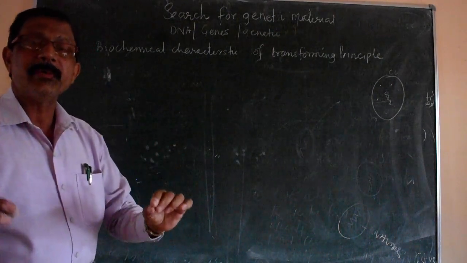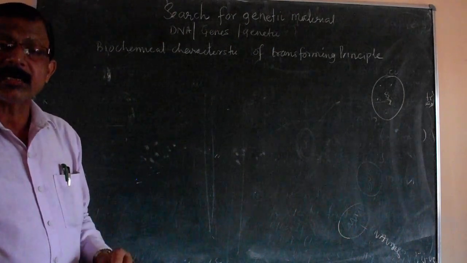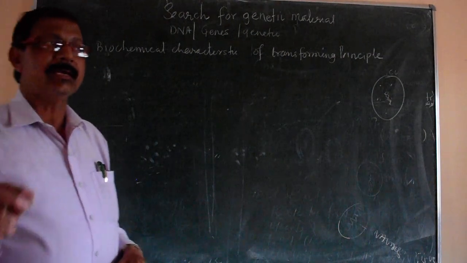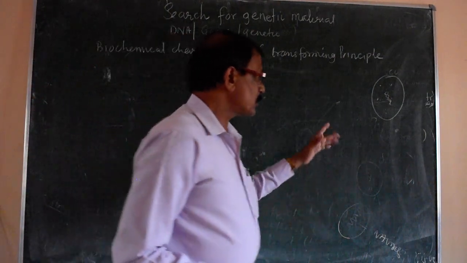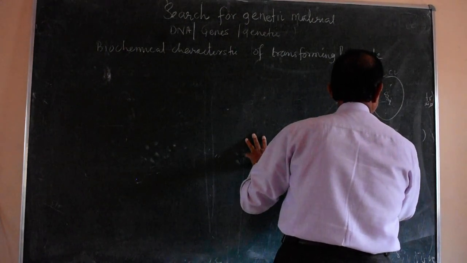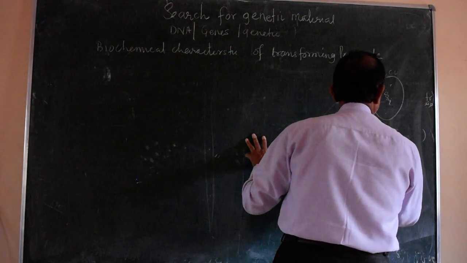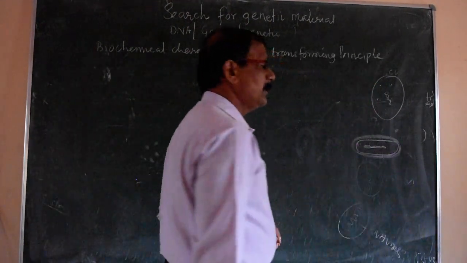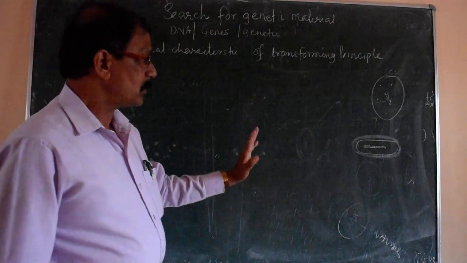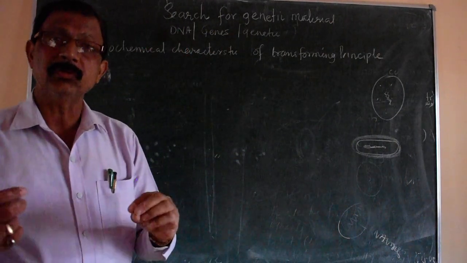they began to analyze the biochemical characteristic features of the cell. What cell? There is a bacteria, Streptococcus bacteria. See, this is Streptococcus bacteria, having a smooth colony or rough colony. And inside there is the DNA material. That biochemical characterization began.